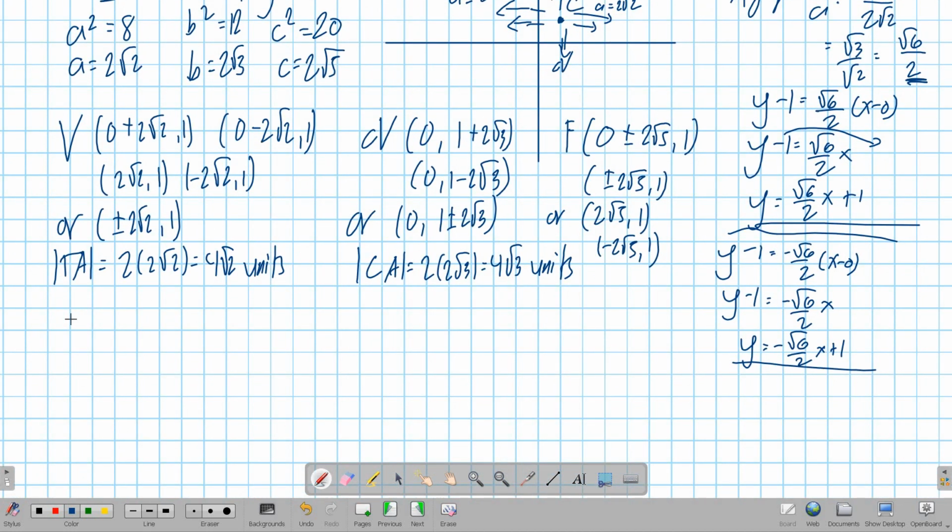for our latus rectum, we need b squared over a. So it's 12 over 2 square root of 2. This is 6 over square root of 2 if we simplify. To rationalize, this becomes 6 square root of 2 over 2, which if we simplify is 3 square root of 2. Therefore, in the foci, we're going to add 3 square root of 2.